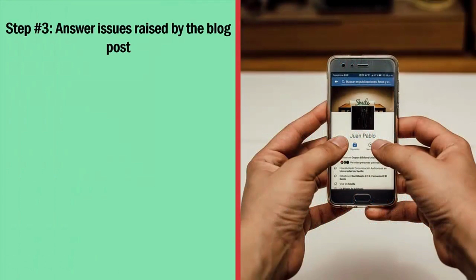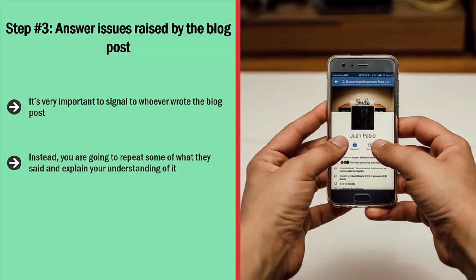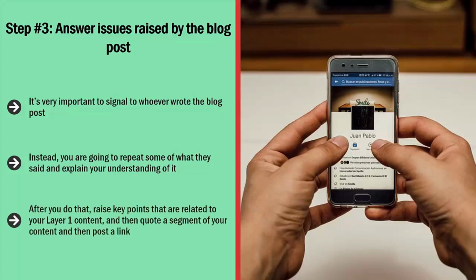Step number 3. Answer issues raised by the blog post. It's very important to signal to whoever wrote the blog post you're commenting on that you actually read their post. This means you're going to avoid posting, "Hey, good job," or "I love this post," or other similar garbage. Instead, you're going to repeat some of what they said and explain your understanding of it. Then, you're also going to raise issues with them or raise questions. You may not agree, and say so. After you do that, raise key points that are related to your Layer 1 content, and then quote a segment of your content and then post a link. Done properly, your comment is not going to look like spam. Instead, your comment actually enhances the content that you're commenting on.